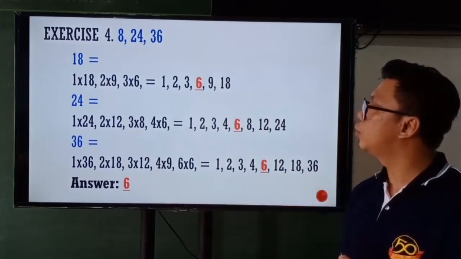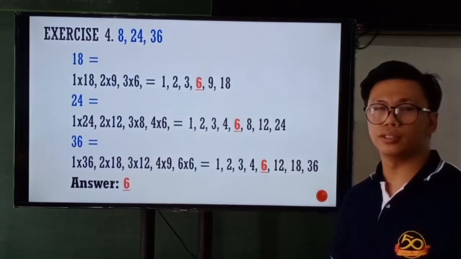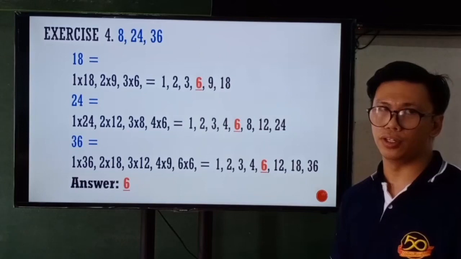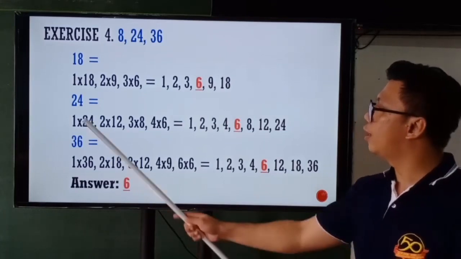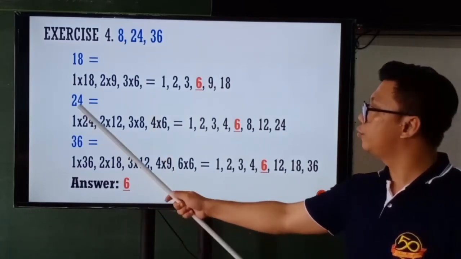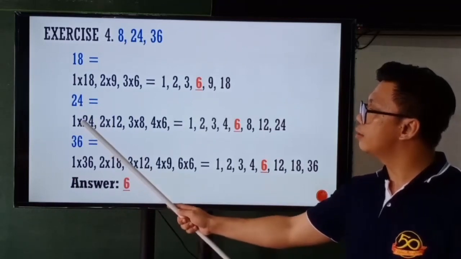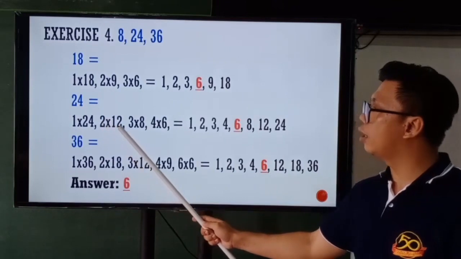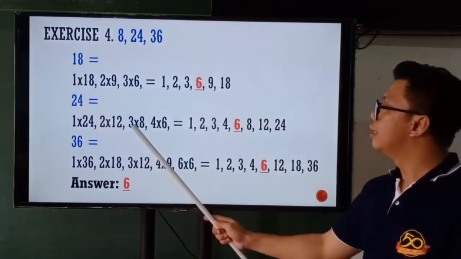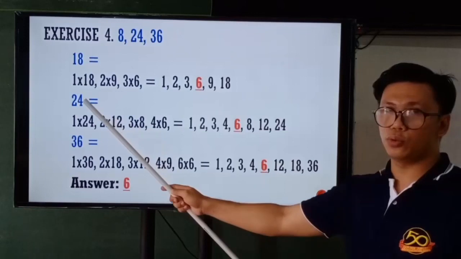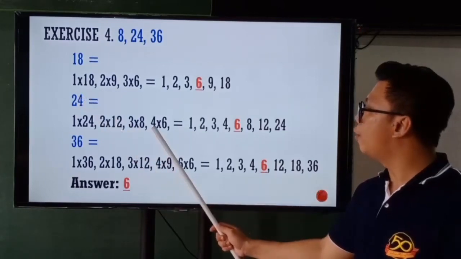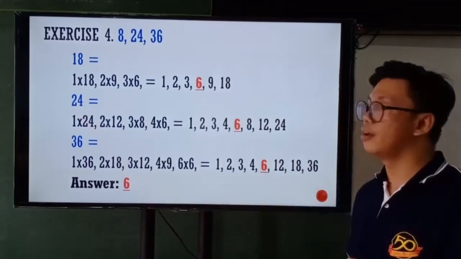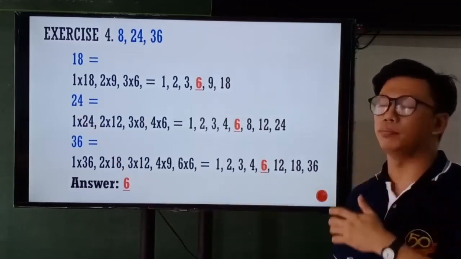Now let's go to 24. The first method is finding the factors. What are the factors of 24? 1 times 24 is 24. 2 times 12 is 24. 3 times 8 is 24. And 4 times 6 is 24. So those are the factors of 24.